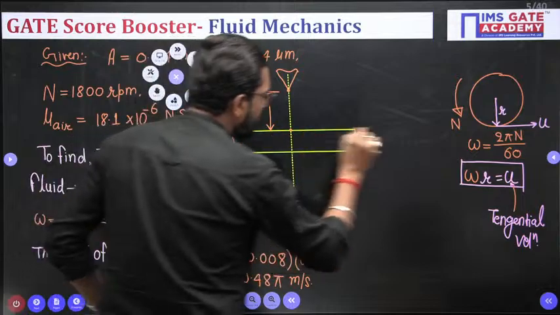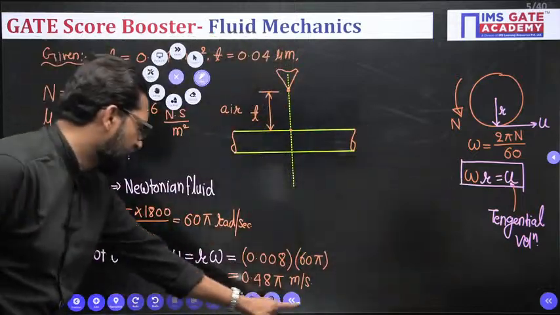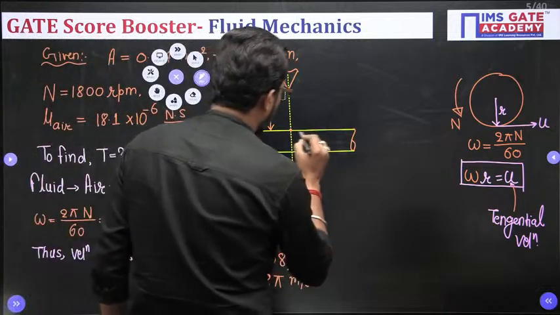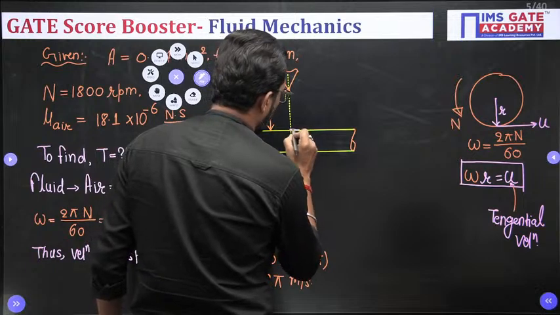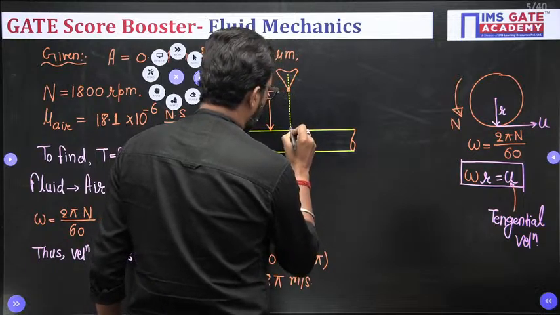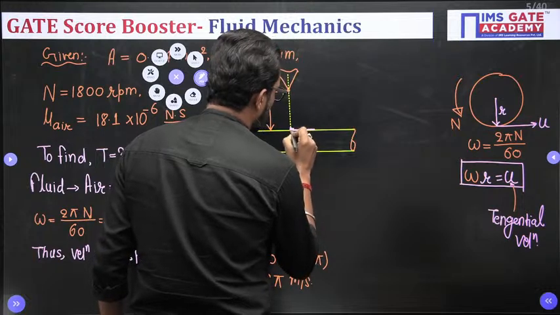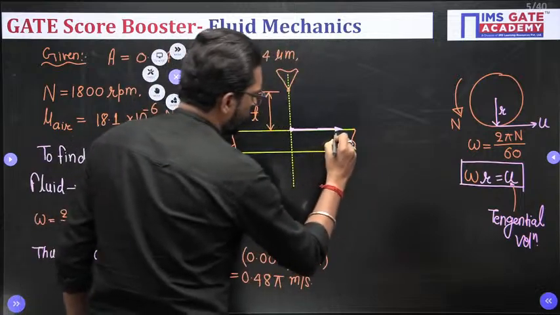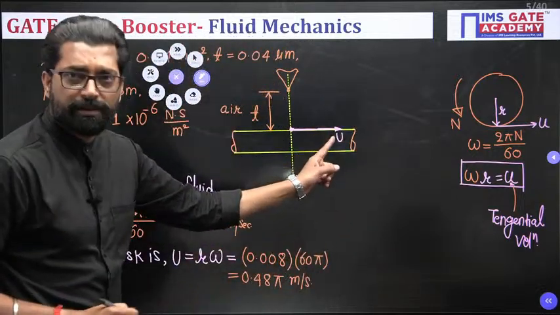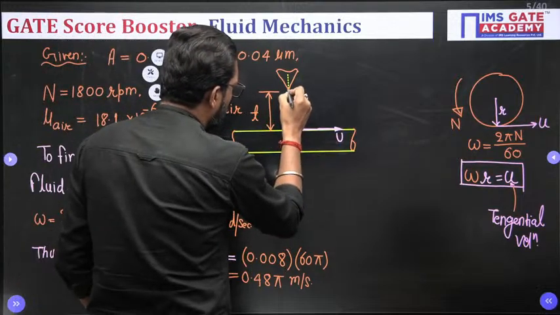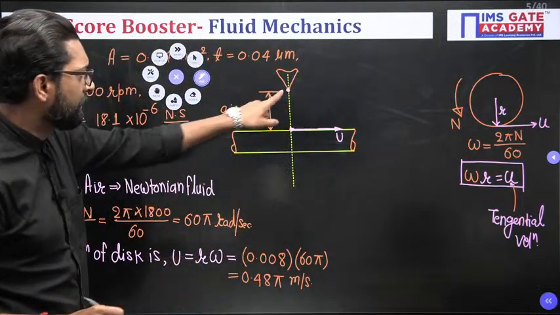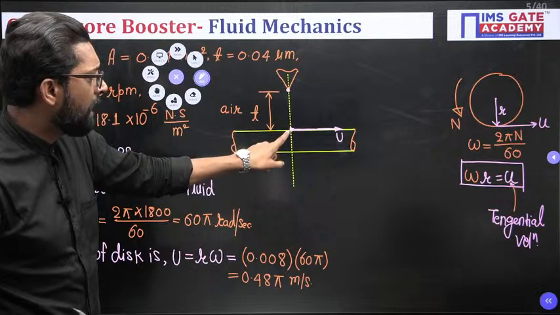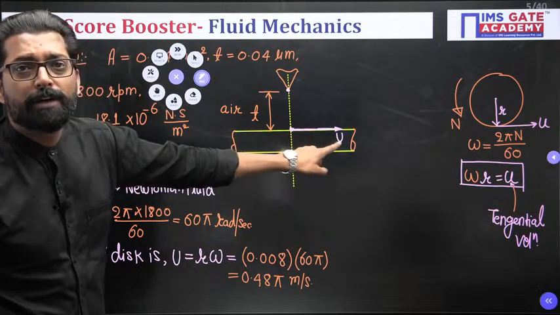The disc is rotating with a tangential velocity of 0.48 pi meter per second. So the air on the disc is also moving with this velocity u. Why? Because there is a no slip condition, and at the tip the needle is at rest. The air particle on the disc moves with the velocity of the disc.